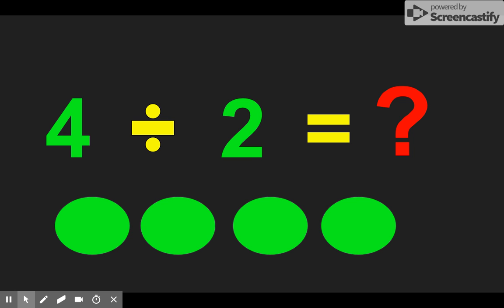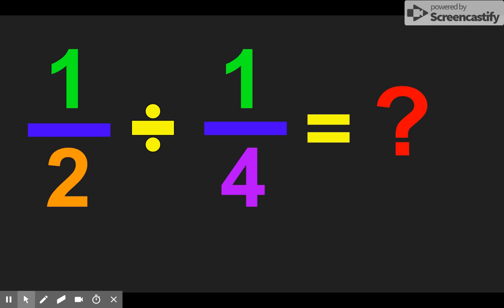Let's have a look. I have 4 circles and I want to group them in 2s. So I'm going to say 1, 2 here and 1, 2 here. And now you'll see I have 2 groups of 2, so I know that 4 divided by 2 equals 2. The difference when we divide with fractions is we don't have a whole number. Now we're asking 1/2, so we don't have that full beautiful circle, and we're dividing it by 1/4. We want to know how many 1/4s there are in 1/2.